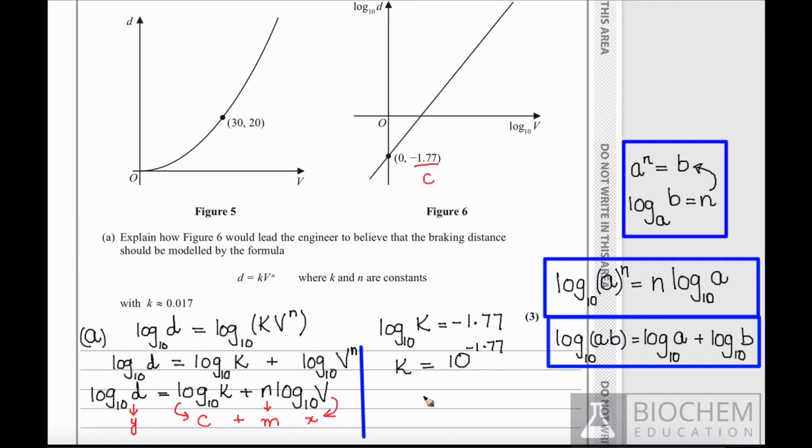Putting this value into the calculator gives an answer. k is equal to 0.01692, which approximates to k is approximately equal to 0.017 to 2 significant figures.